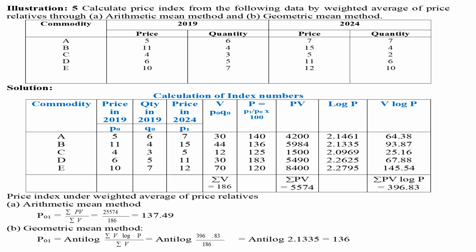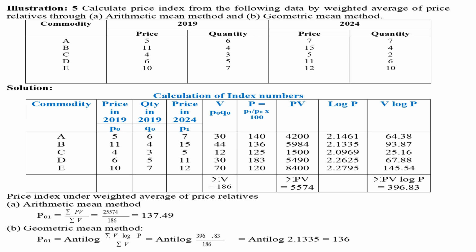Geometric mean method. A 9 columns table should be prepared. In the first 4 columns, data as given in the illustration should be recorded. In the 5th column, V values should be calculated, that is P0 into Q0. In the 6th column, P values should be calculated, that is P1 by P0 into 100.